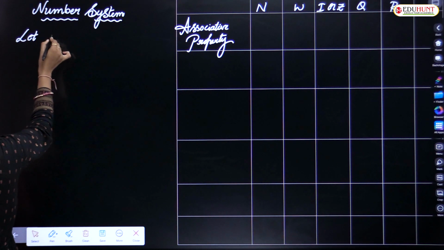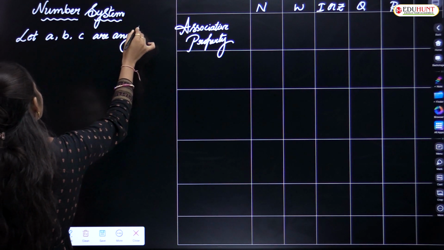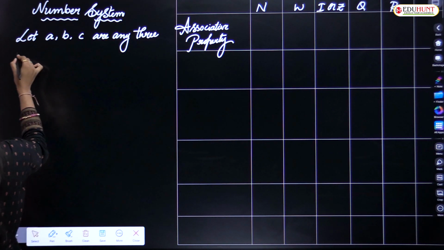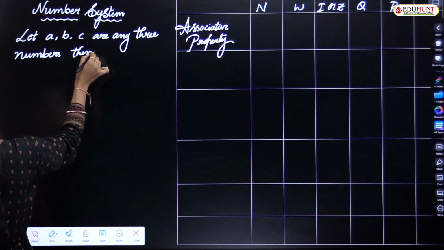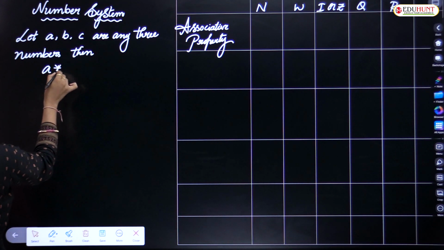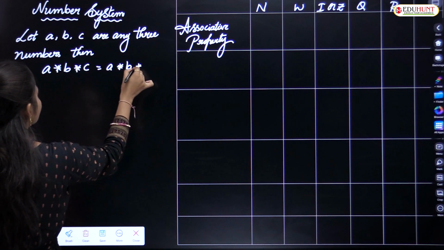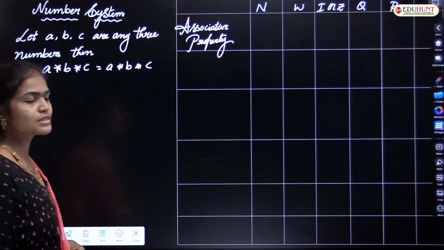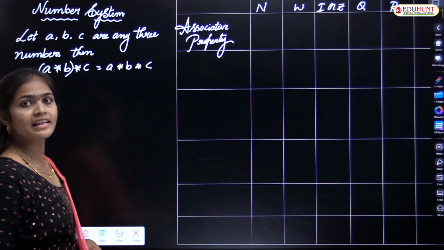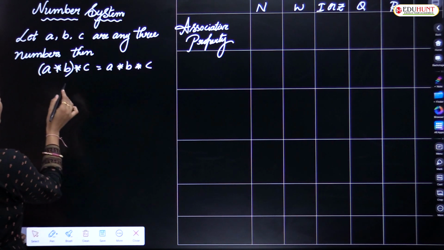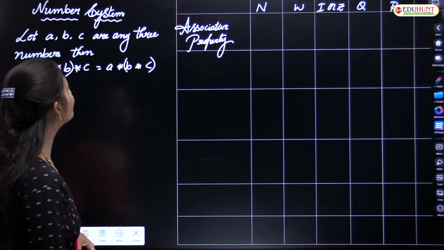Let A, B, C be any three numbers. Here we have to check grouping them, meaning A star B star C equals A star B star C. Grouping means nothing but keeping brackets. Here I am grouping A and B, and on the other side I have to group B and C.